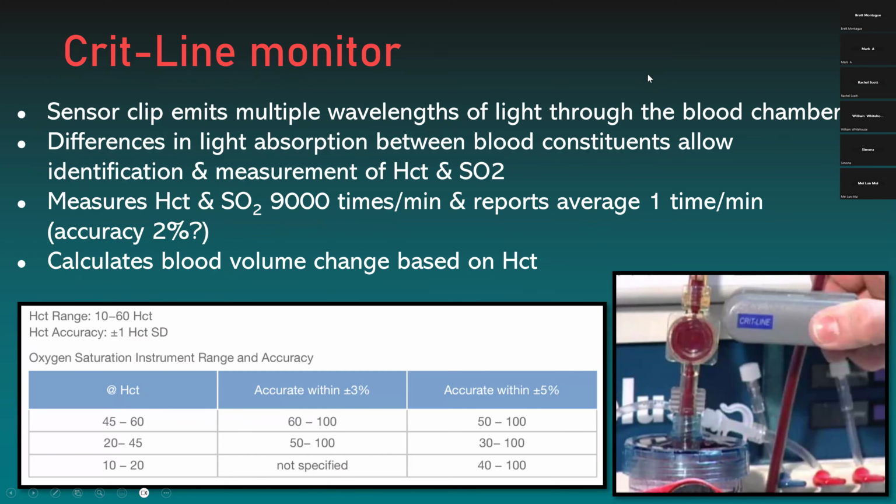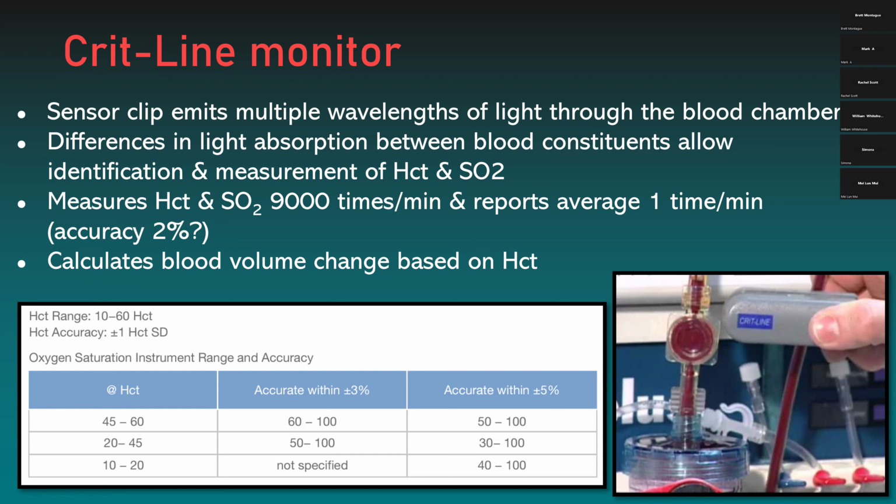And then we're all familiar with the crit line monitor. So we know that the blood chamber fits into the extracorporeal circuit, and there's a sensor clip that fits over it. It's a little bit like a pulse oximeter. It will emit multiple wavelengths of light, and then it will measure the differences in light absorption, and it can, from that, tell you how much of that is hemoglobin, so we can get an idea of hematocrit, and also it can measure how much of that hemoglobin is carrying oxygen, how much oxyhemoglobin we have.